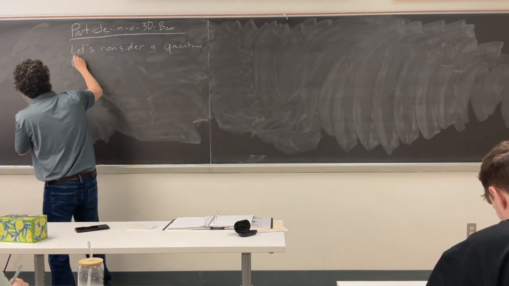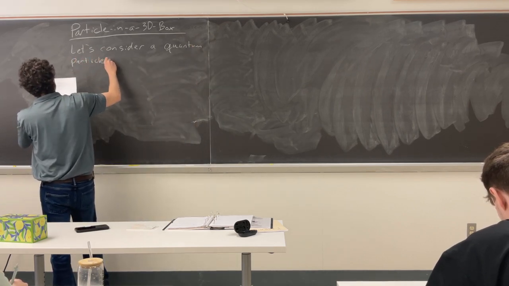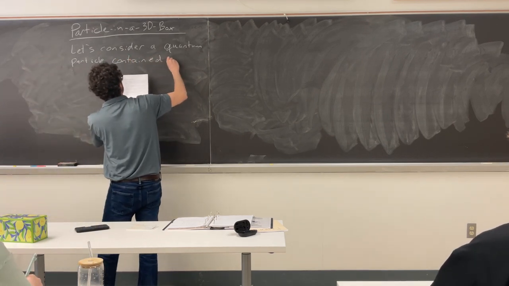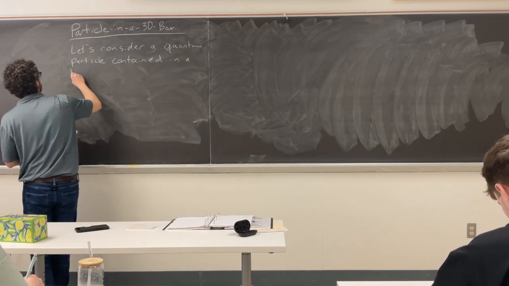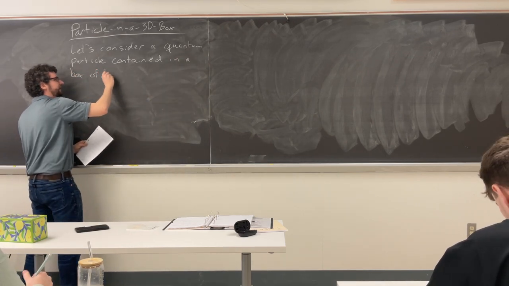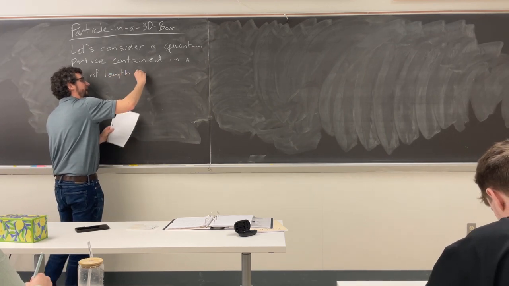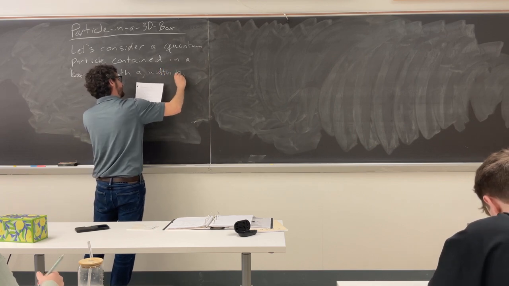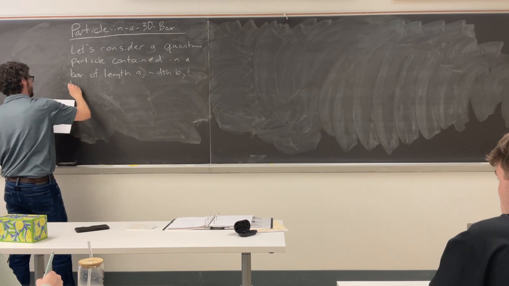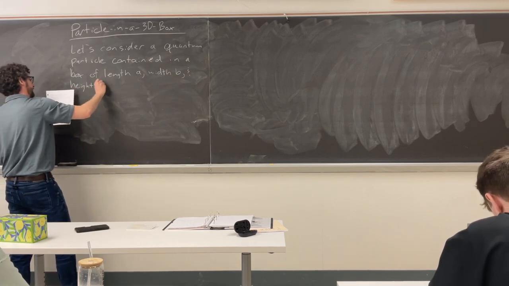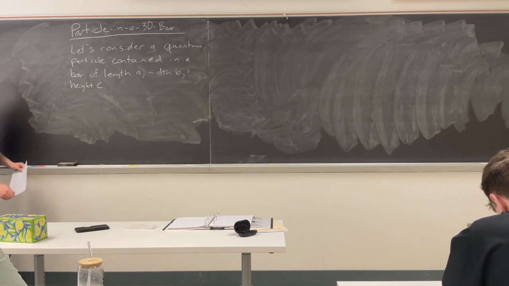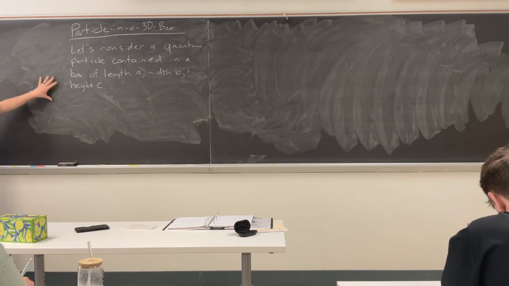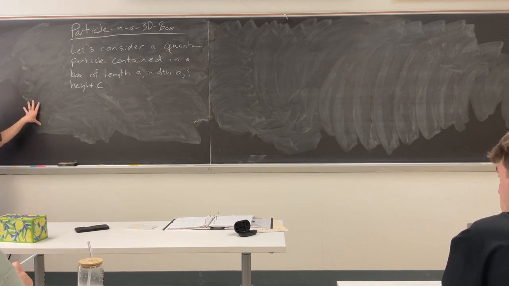A quantum particle contained in a box of length A, width B, and height C. It has some mass m, and what we're going to say is the potential on the inside of the box.